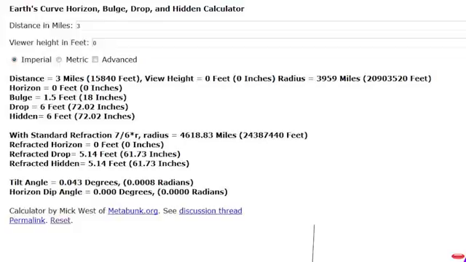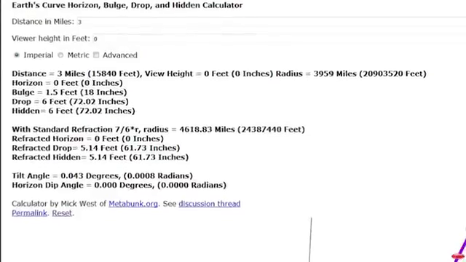metabunk.org/curve. So I went there, and this is the calculator that's there, and you can run all the same calculations that I showed you in the other websites. It works very much the same way. But this is what's interesting to me. Let's look at this graphic right here on the bottom.